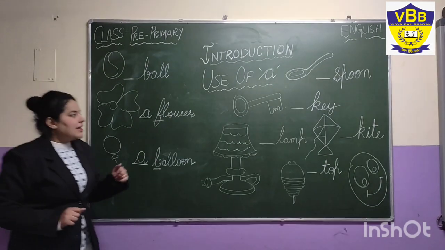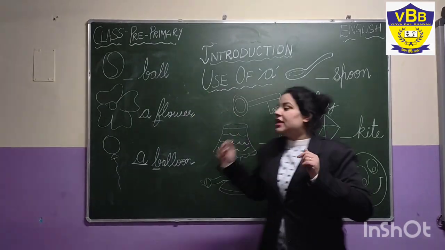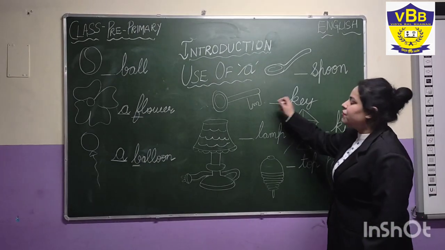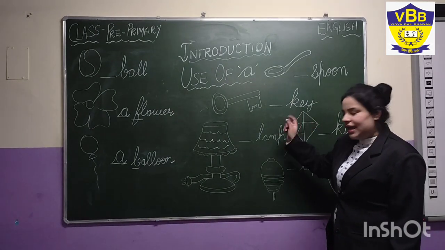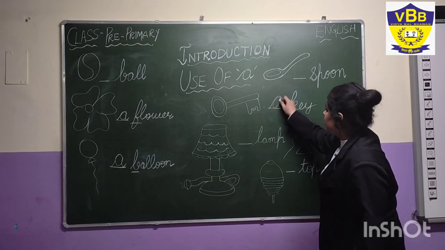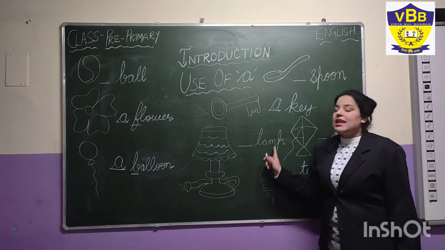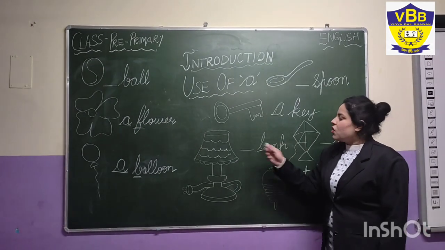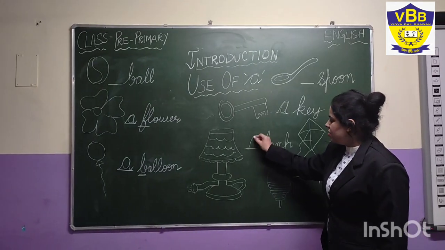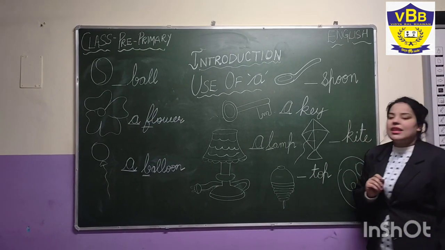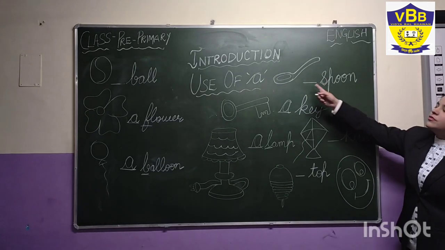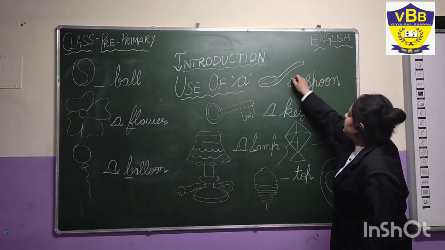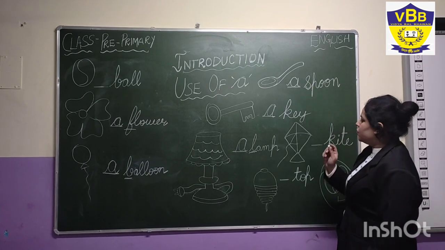a balloon. Then next is key. Students, K is also a consonant, right? So before that word we use A. Yes, a key. Then next is lamp. L is also a consonant, so we also use A before that word. So the phrase is a lamp. Then spoon. S is also a consonant. So we use a spoon.